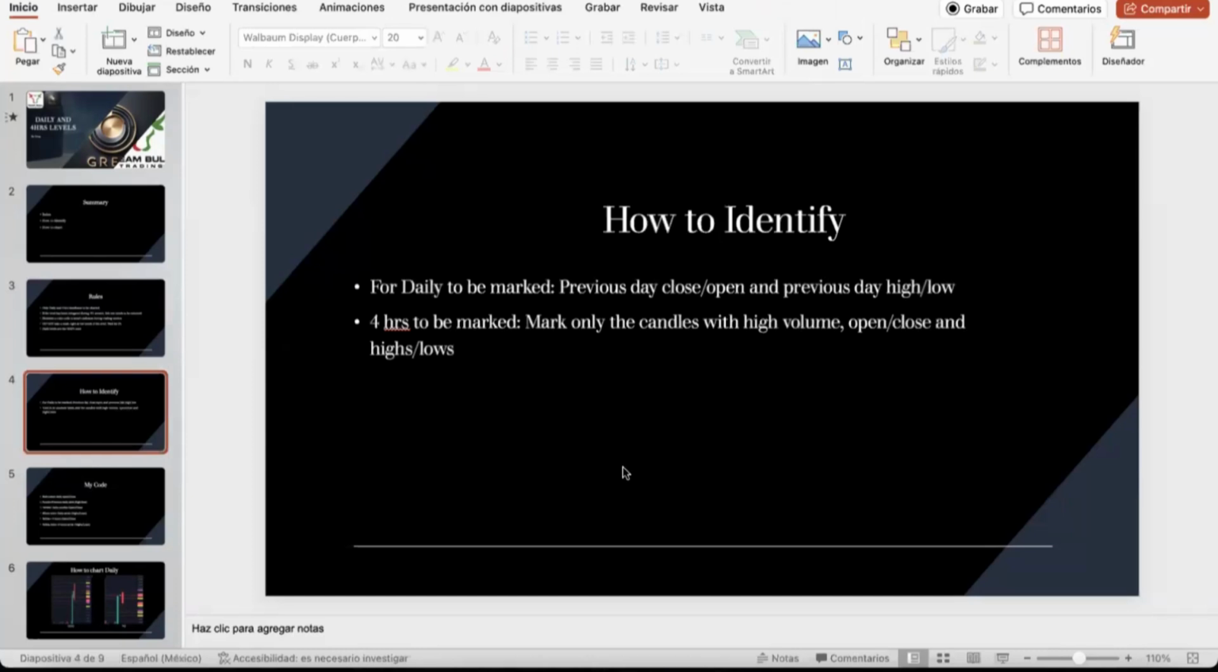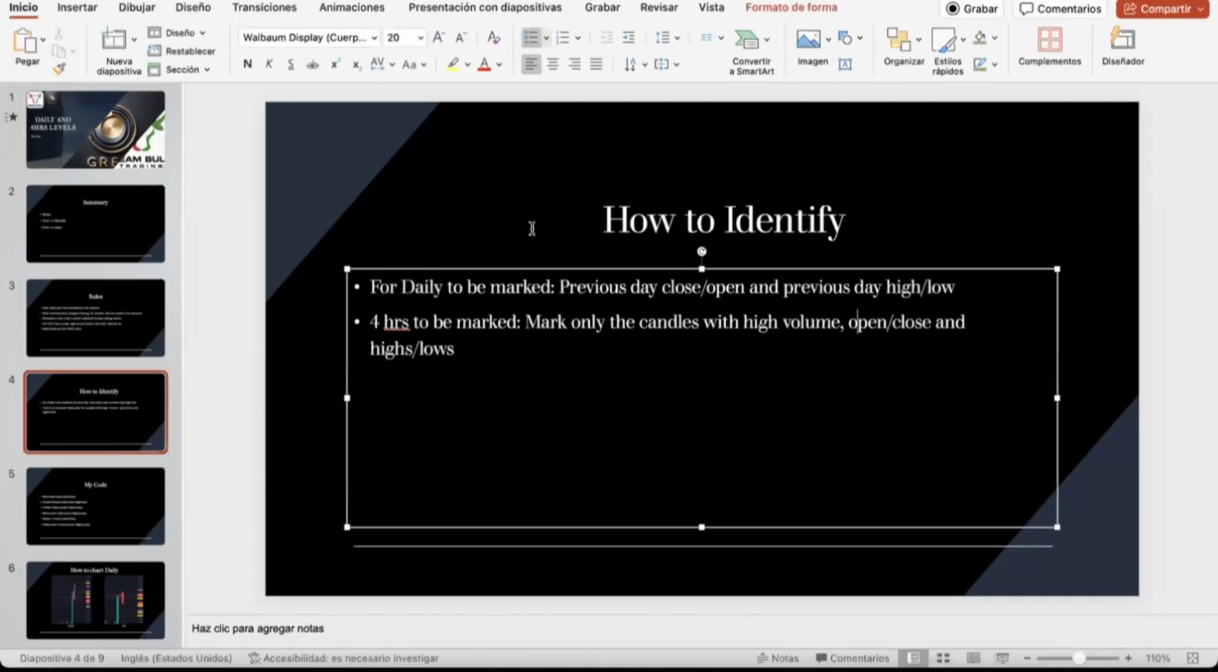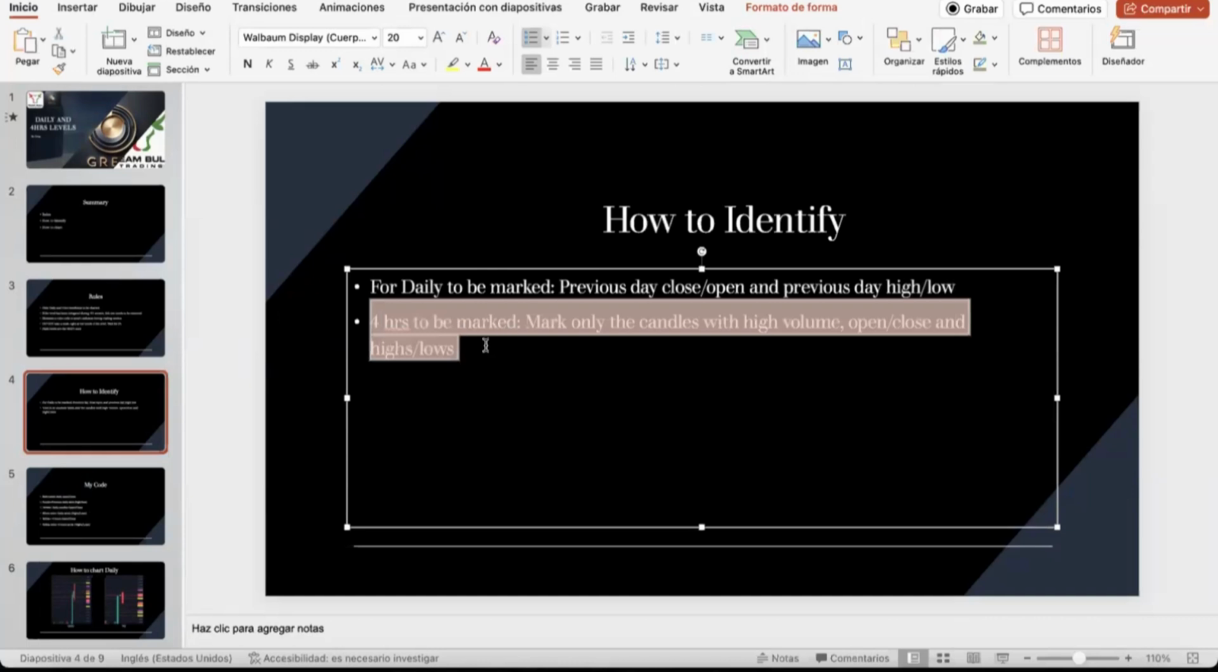How to identify them: for daily levels, you will mark the previous day's close and open, and the previous day's high and low. I have examples. I will show you in a moment. For 4 hours, mark only the candles with high volumes. You will mark open, close, and highs and lows. I'm going to talk about this point a little bit.